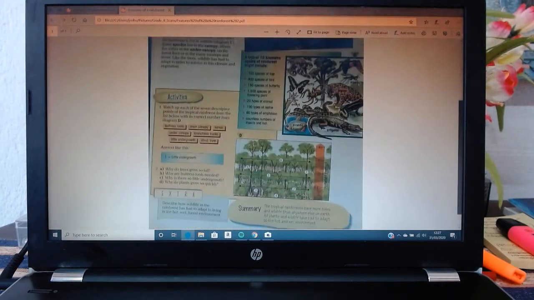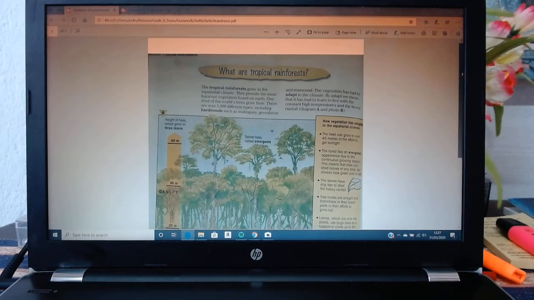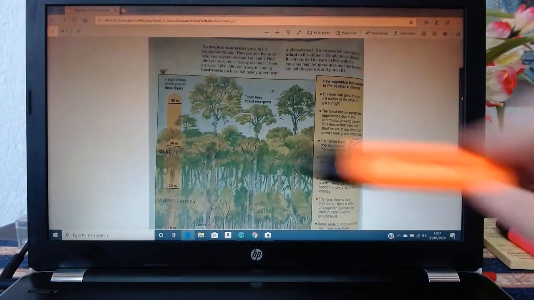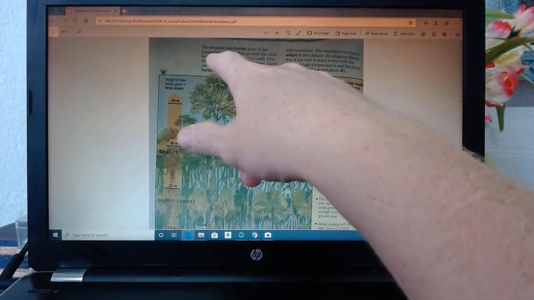All right, so we're going to have a quick read through some of this, and you're going to do the activities as an assignment. Okay, so what are tropical rainforests? You will need a highlighter to run through this. First of all, equatorial climate, that's what I want to highlight.